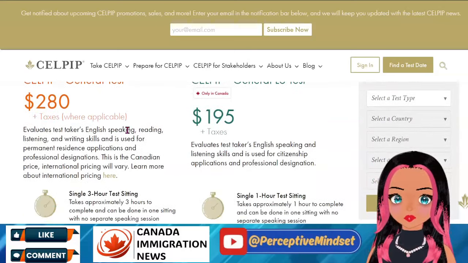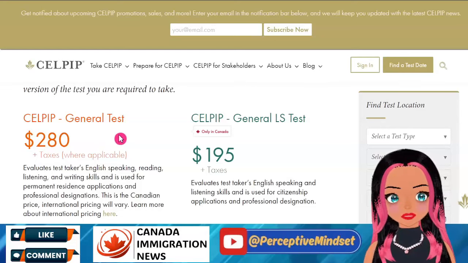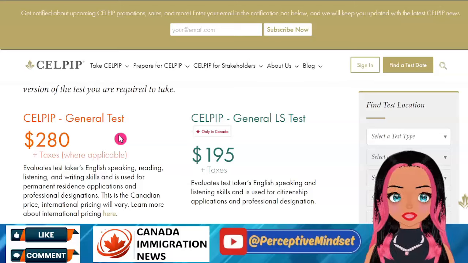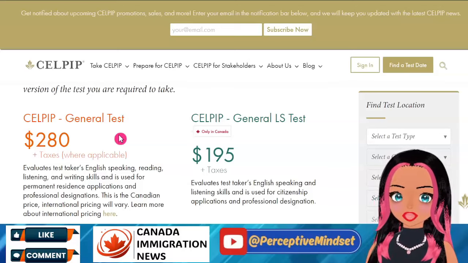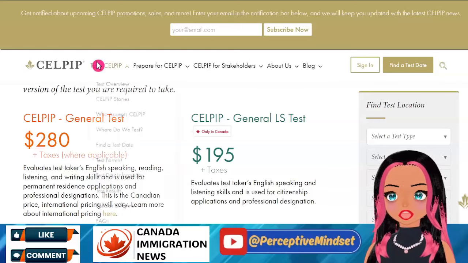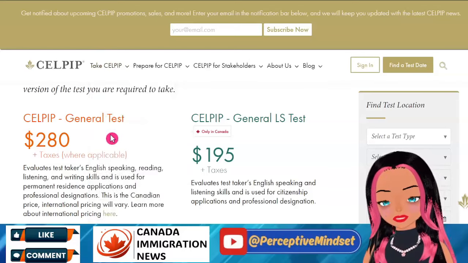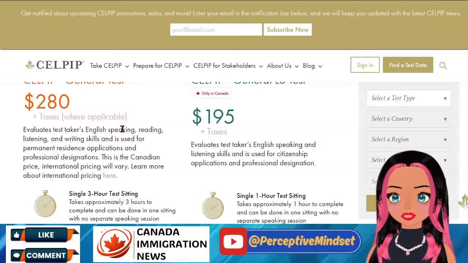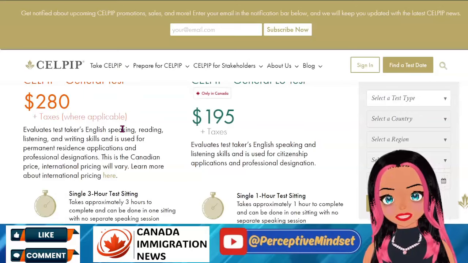However, today we are going to focus on the general test because lots of persons who are migrating to Canada would be outside of Canada, or they're in Canada but not a PR resident or a citizen. So still, it's the general test that you would need to take to demonstrate your English language proficiency.